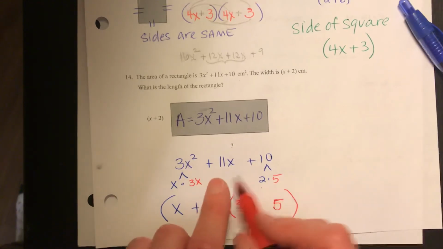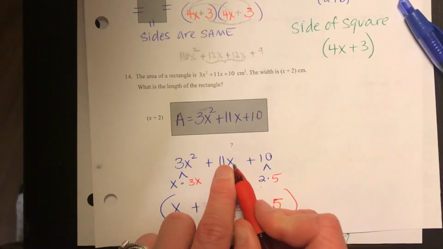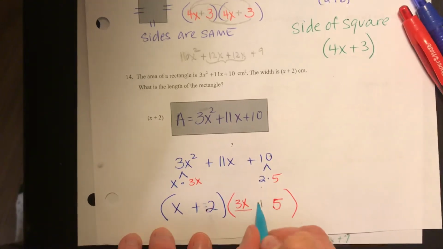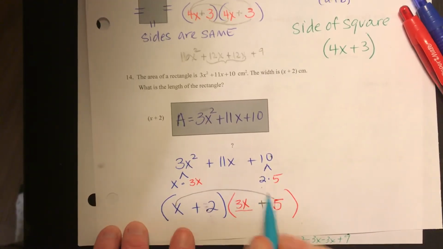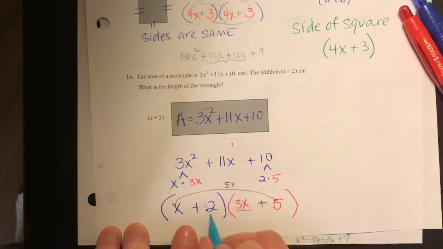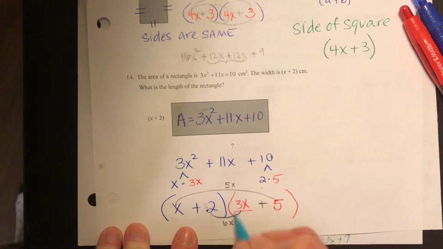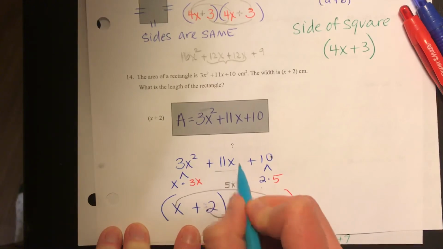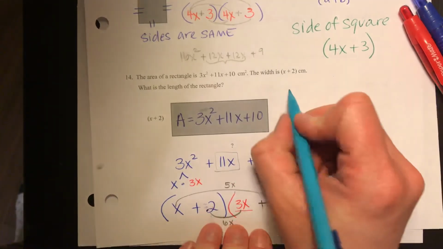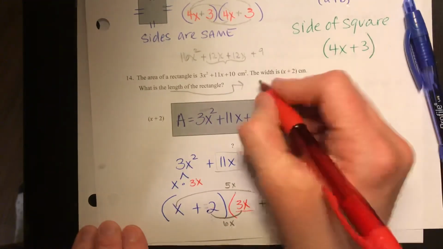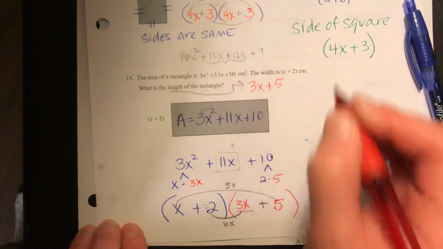So let's just check to make sure that the middle term actually will come out to be the 11x. I'll show you where that comes from. X times 5 makes a 5x. 2 times 3x makes a 6x, and these two middle terms do check out to be the 11x. So the length of my rectangle is a 3x plus 5.